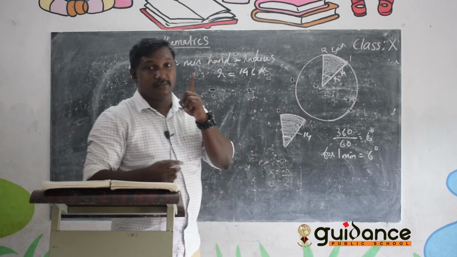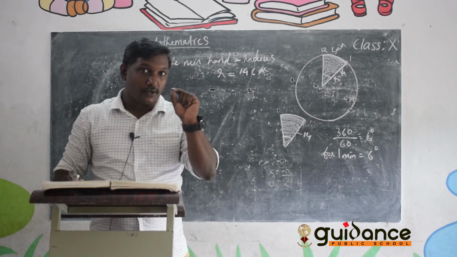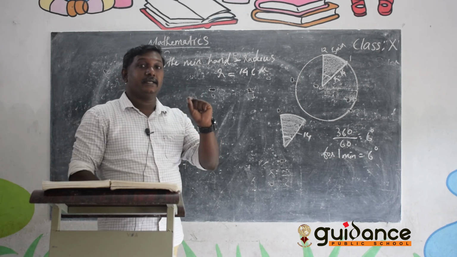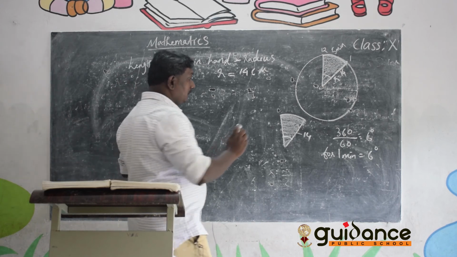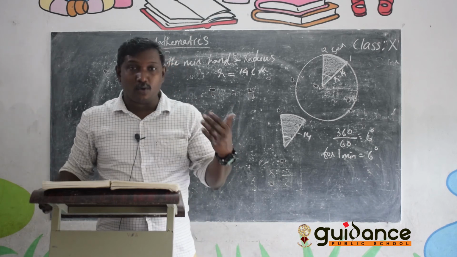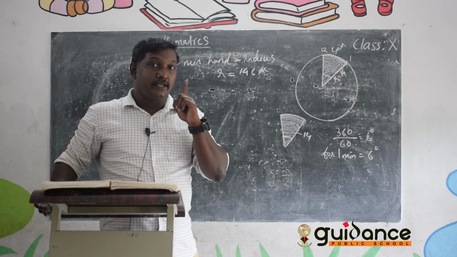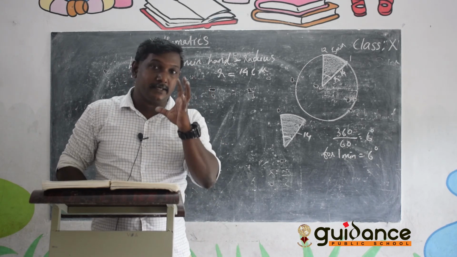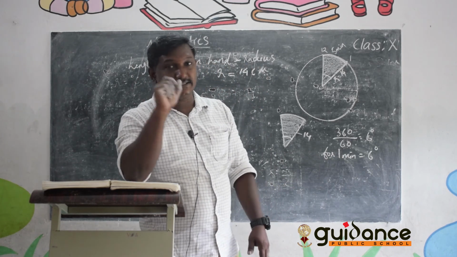Always you have to remember, for passing 1 minute they take 6 degree. So you can expect more questions from the textbook or the exam also. In case of the minute hand, at that time you have to remember, for passing 1 minute, 6 degree.